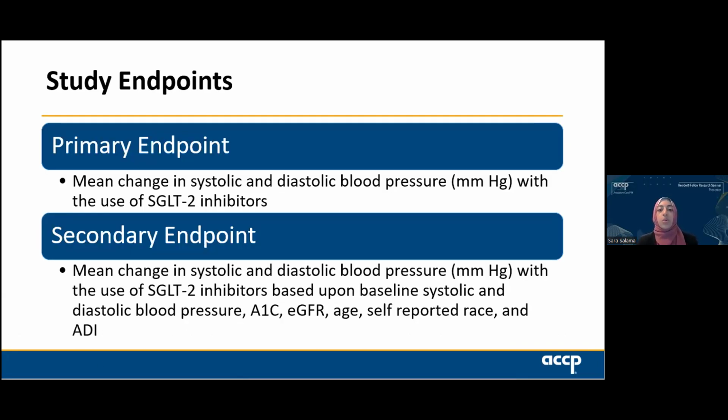Our primary study endpoint is the mean change in systolic and diastolic blood pressure with the use of these SGLT2 inhibitor medications. And our secondary endpoint expanded upon that just further to determine the mean change in systolic and diastolic blood pressure based upon baseline systolic and diastolic blood pressure, baseline A1C, eGFR, age, self-reported race, and ADI, or area deprivation index. And we'll discuss that further on the next slide.